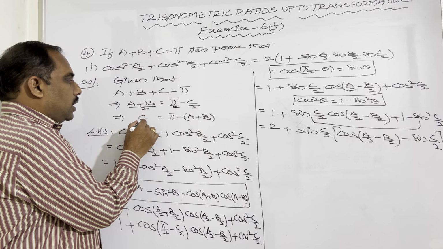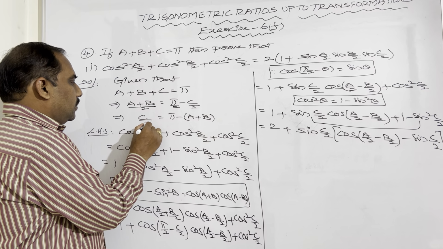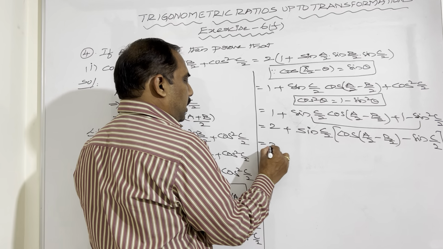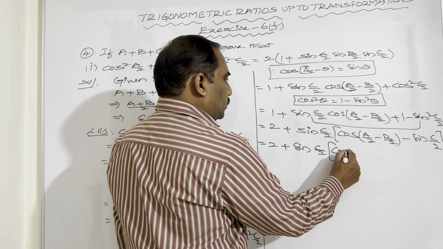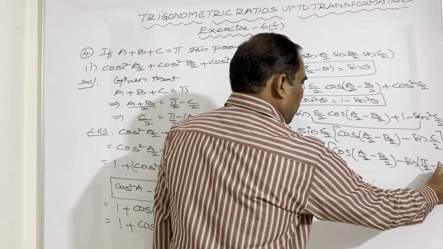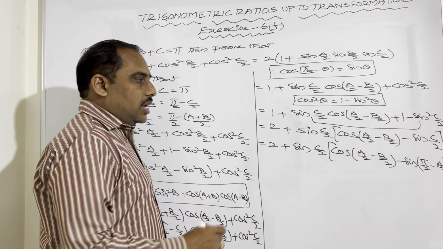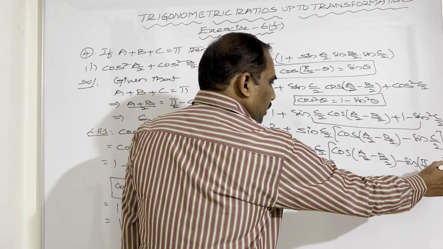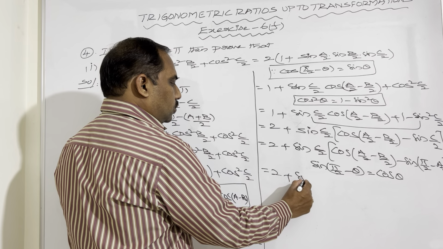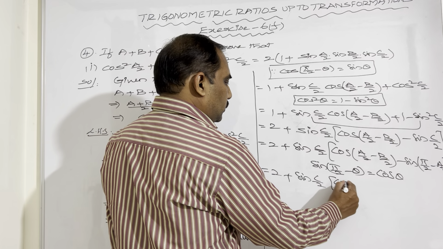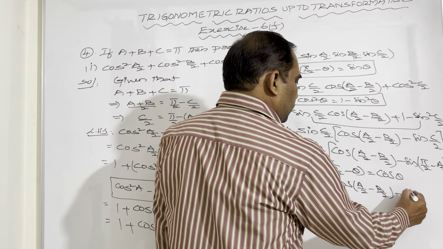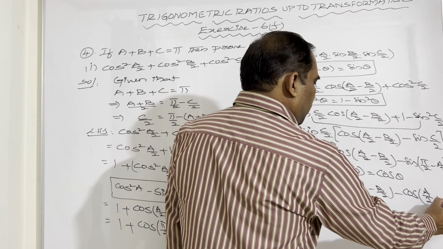Now here again we have c is equal to pi minus of a plus b, and c by 2 is equal to pi by 2 minus of a plus b by 2. So here c by 2 is replaced: 2 plus sine c by 2 into cos of a by 2 minus b by 2, and here minus sine 90 minus of a plus b by 2, we can replace that c by 2. We know that sine 90 minus theta is equal to cos theta. So we can write 2 plus sine c by 2 into cos of a by 2 minus b by 2, and sine 90 minus a plus b by 2 can be written as cos of a by 2 plus b by 2.